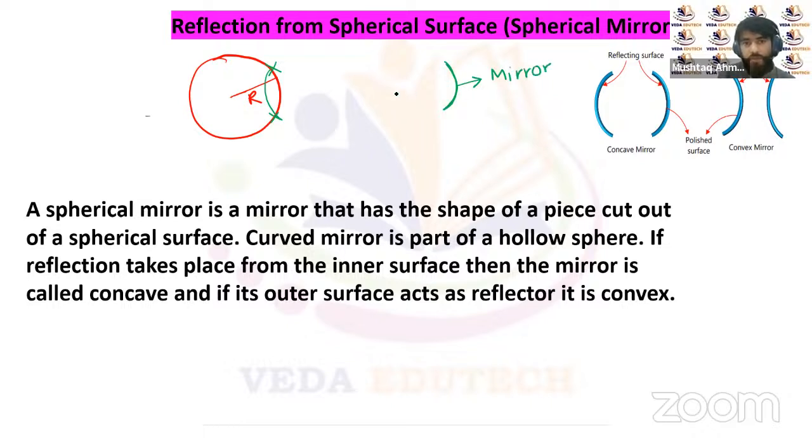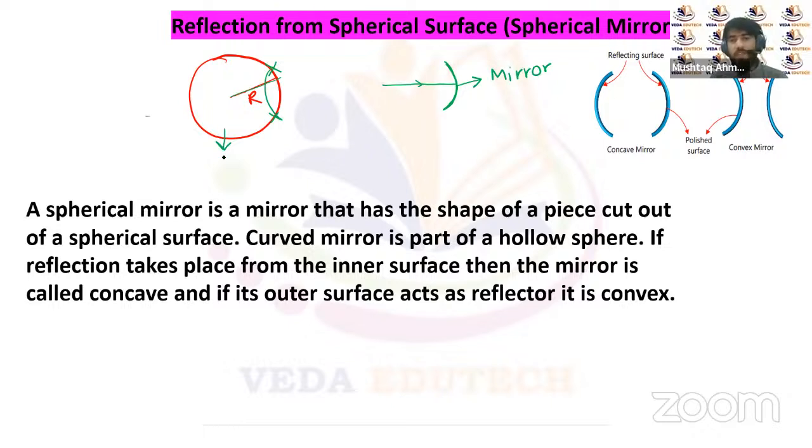Now since this part of the mirror was part of this sphere, the radius of this mirror will also be the radius of this sphere. Or we can say a spherical mirror is part of a hollow sphere. A spherical mirror is a mirror piece cut out of a spherical surface, having the same radius as the original sphere. That's the radius r.